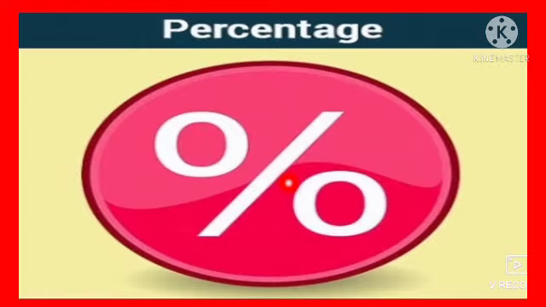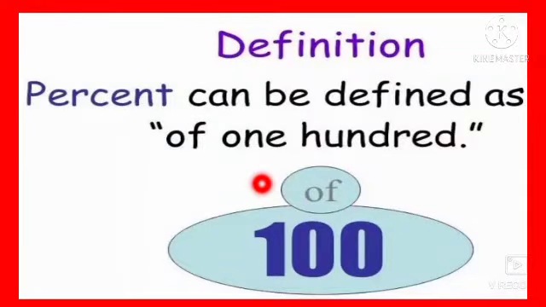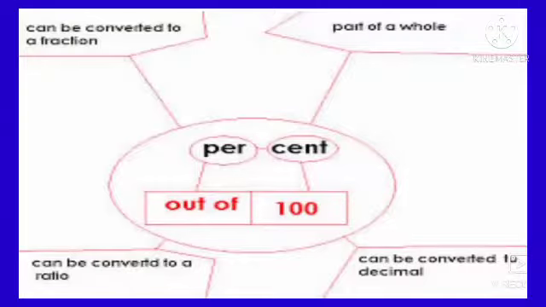Percentage. Children, one of the most common methods to compare two quantities is by using percentage. What is a percent? Percent can be defined as of 100. Percent, out of 100. Part of a whole. Percent can be converted to a fraction. Percent can be converted to a ratio. Percent can be converted to decimal.